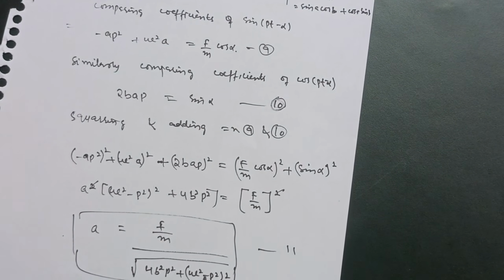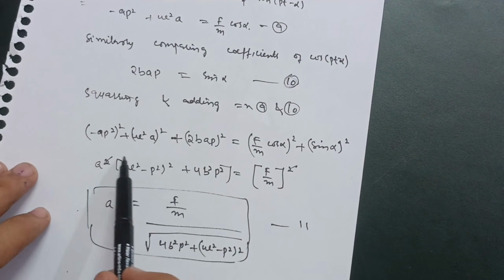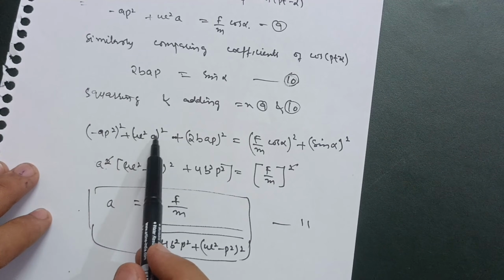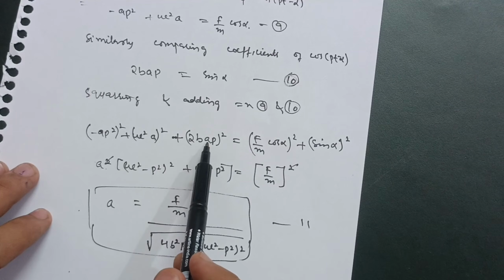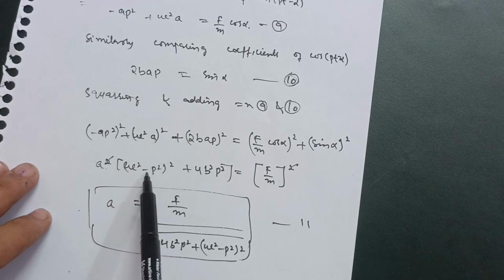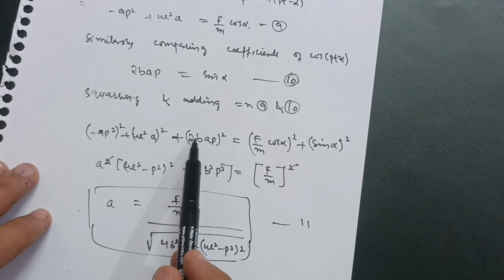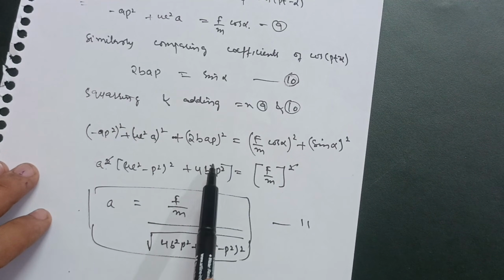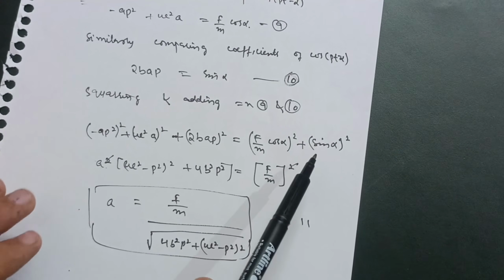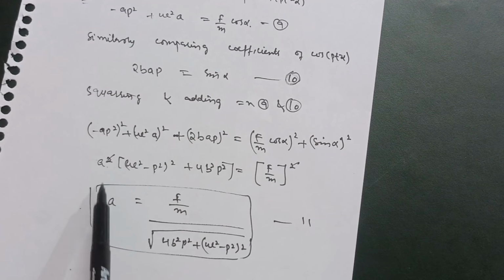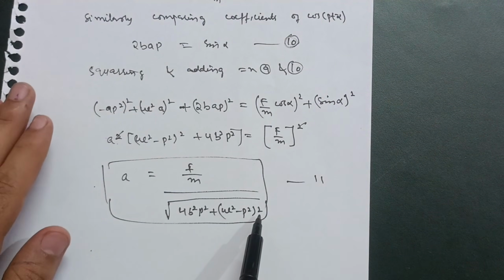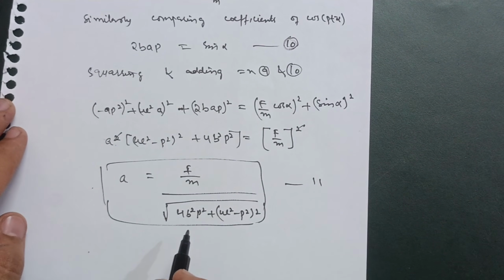After simplifying it, what I did here, my dear friends, I just took a square as common. You can see a into a square, a square is also here, and also here a square, so I just took a square as common, then the rest of the things are the same: omega square minus p square plus 4 b square p square, which is equal to f by m, and cos square alpha plus sine square alpha is always equal to 1. Then after simplifying, a is equal to f by m under root of 4b square p square plus omega square minus p square whole square. So this is your equation for the amplitude.